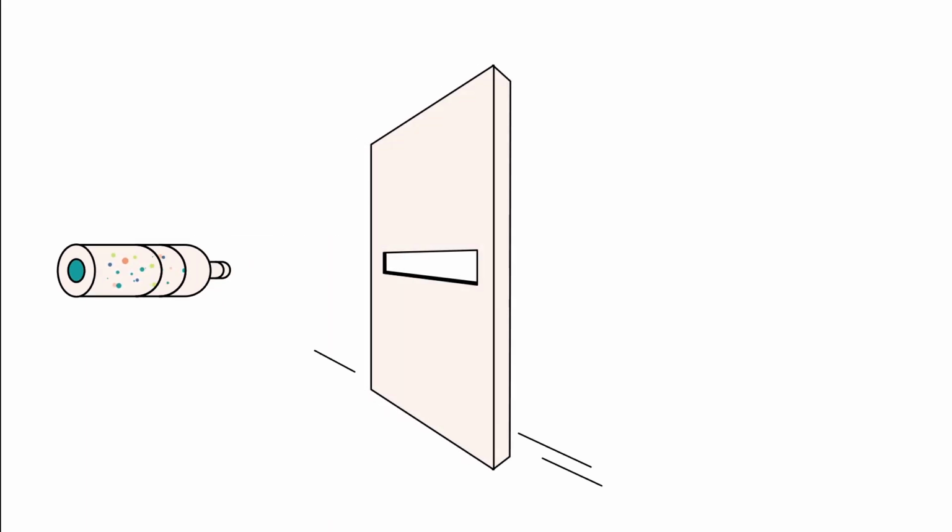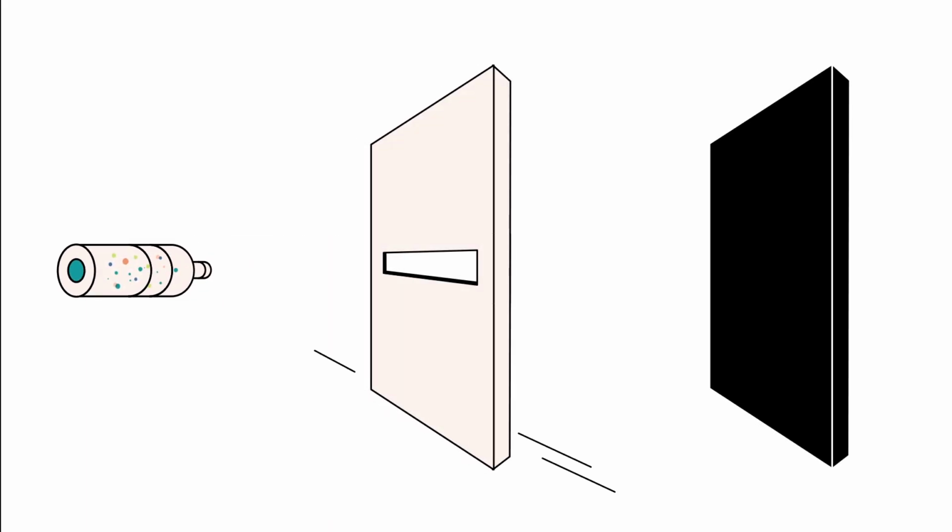Let's start simple. When particles like electrons are fired through a single slit, they behave just as we'd expect. They pass through and hit the screen in a neat single band, like tiny balls travelling in a straight line.